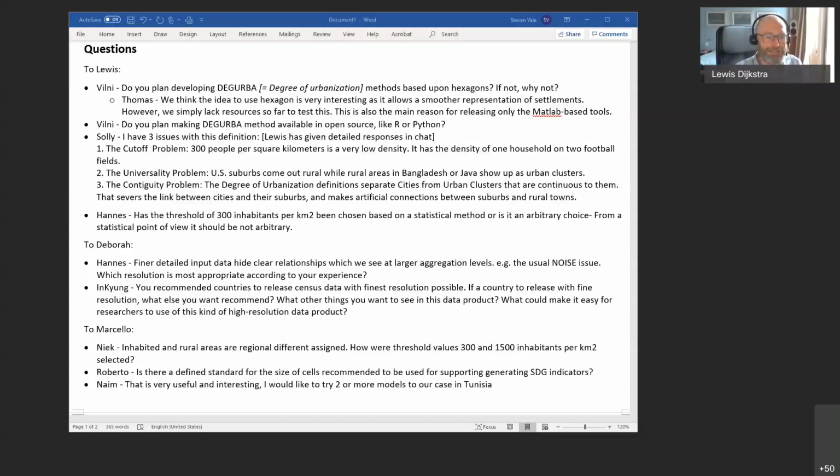Thank you, Kit. Yeah, this is not a discussion that's going to end here, and what I'm going to say is hardly going to be conclusive. So let me try and pick up a few points. Solly asked about the 300 inhabitants. Hannes also asked about the 300 inhabitants. And basically, it was empirically derived from applying it to the population grid and looking at the results and comparing it to national definitions and national settlements.